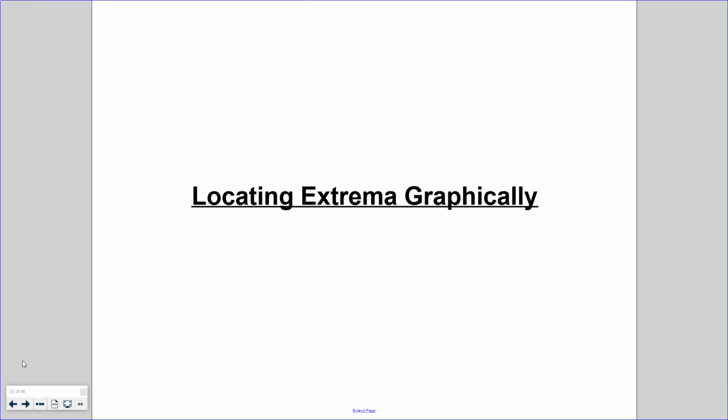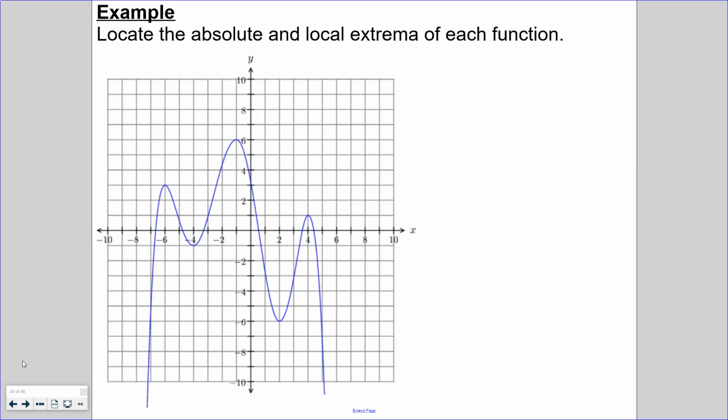Locating extrema graphically. So let's take a look at some examples where we just find and locate the absolute and local extrema of a particular graph. Here we're given a graph of this function, and we want to identify the absolute and the local extrema of it. Let's first start off with finding the absolute extrema, being the highest or the lowest point of a particular function.